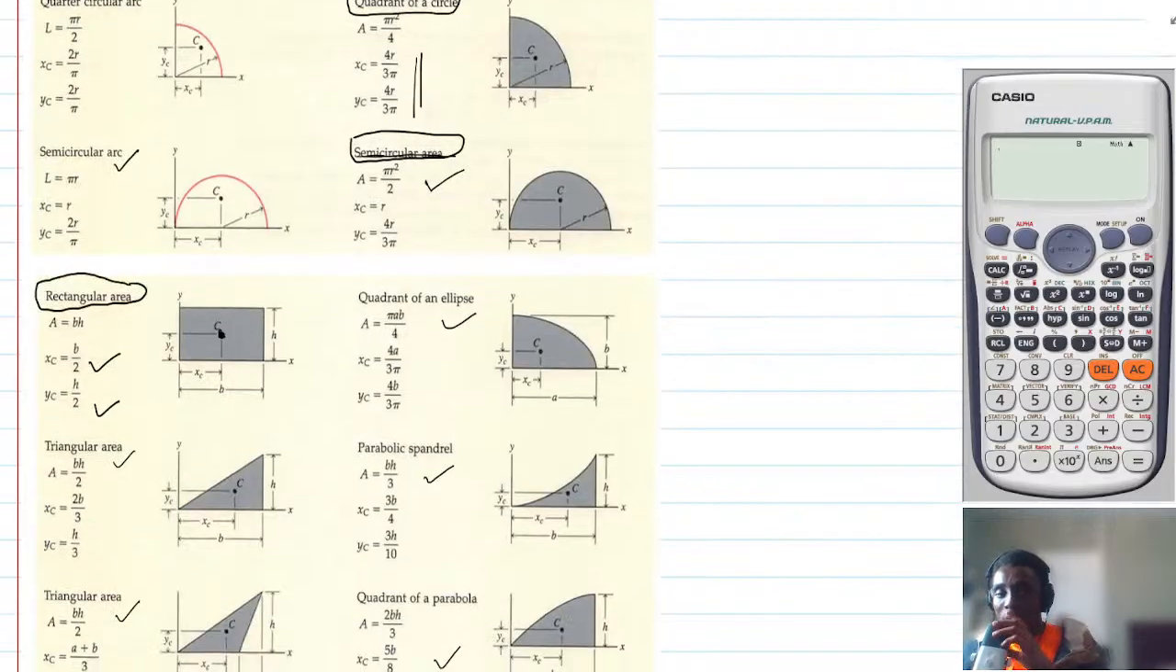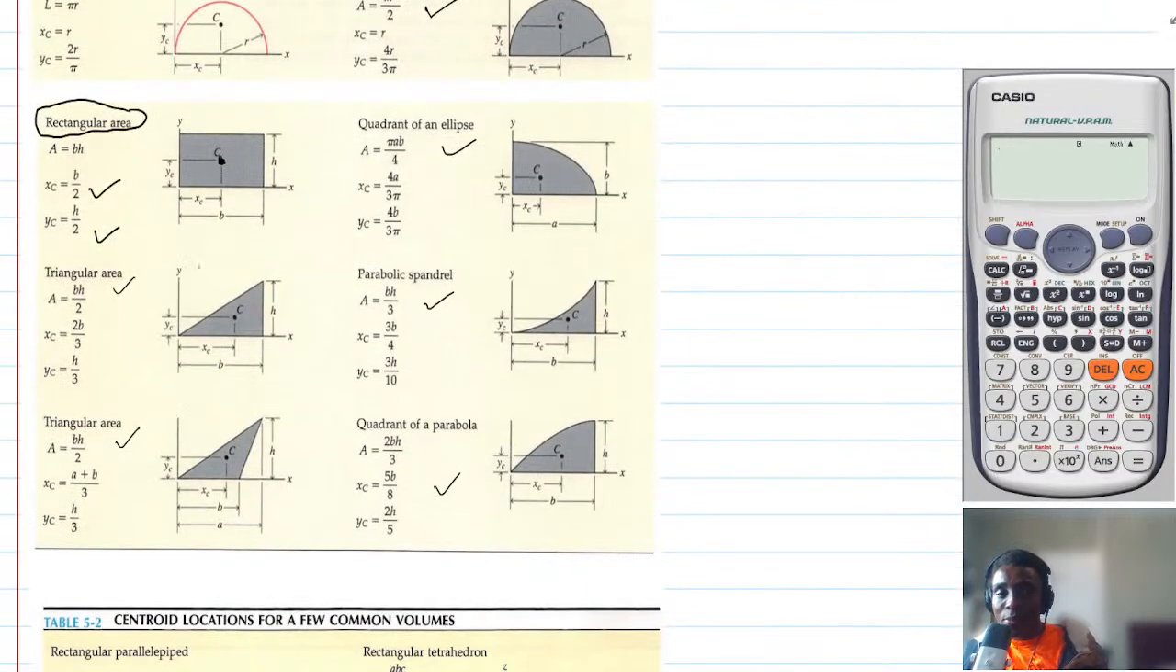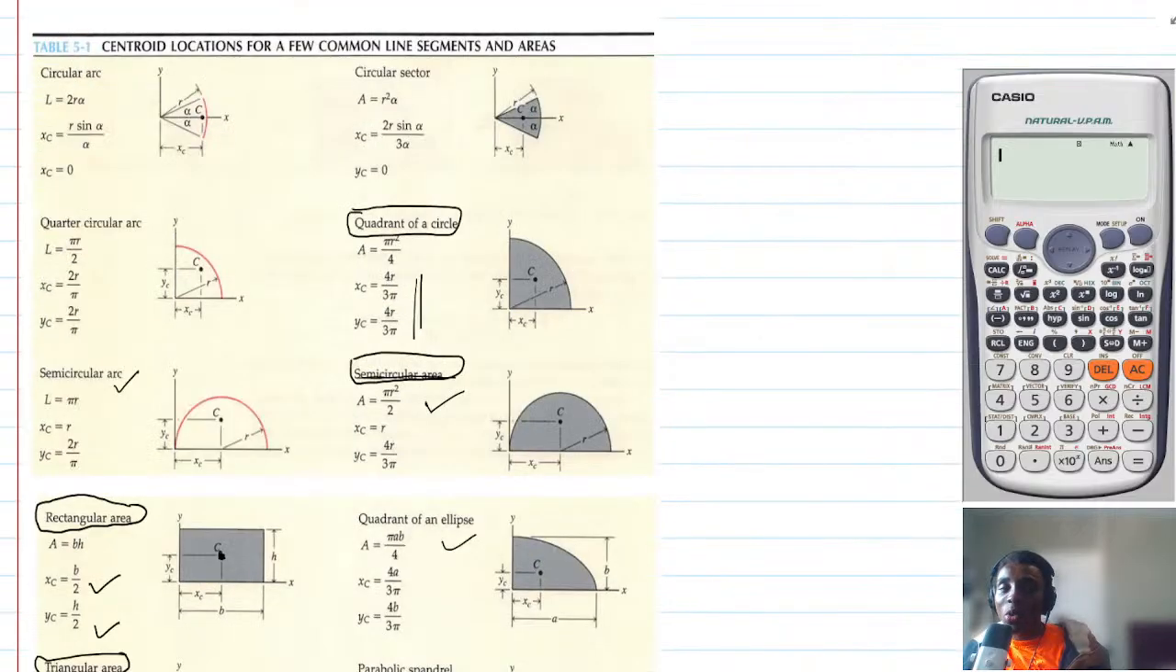Now I want you to pay strict attention to this chart, especially the quadrant, semicircle, rectangular area, and then triangle. So triangular area, and then you see another triangular area here. This one and this one are the same, but it depends on the orientation. I'm going to solve a question with you right now to show you what it means.